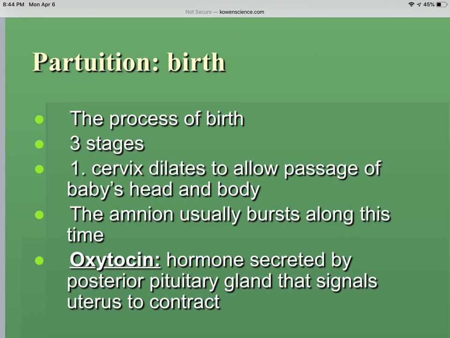Also, the uterus is thinning out. That's called effacement. And if you remember the hip bones, the ilium, ischium, and pubis, that pubic symphysis is becoming putty-like so that the hips can widen for childbirth. Now, all of this is occurring because the body is releasing oxytocin.